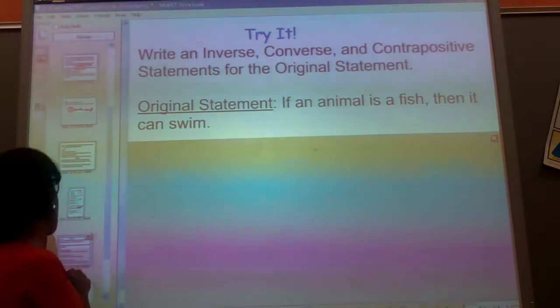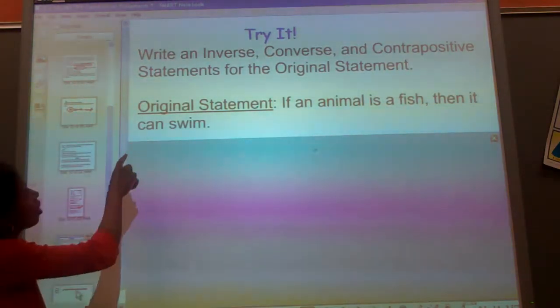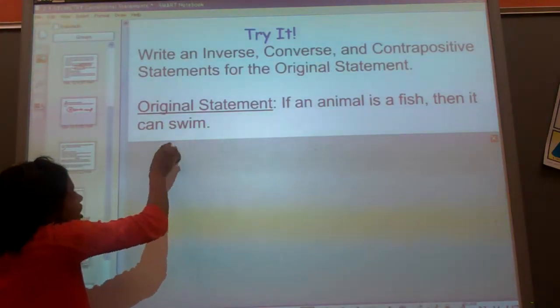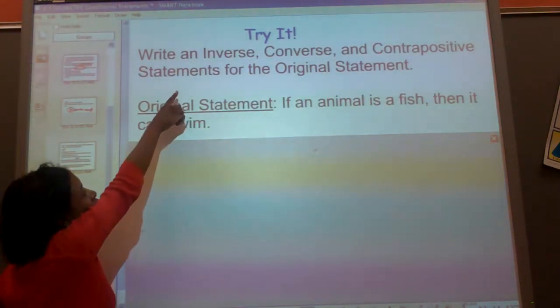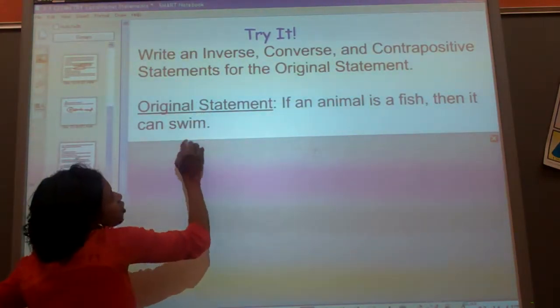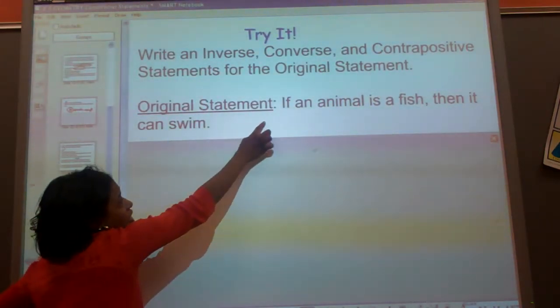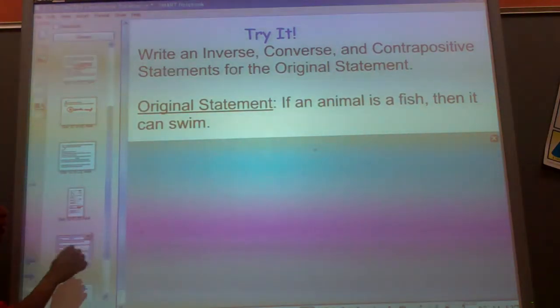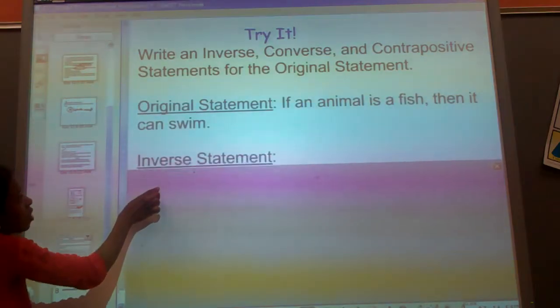Okay? You can hit pause and try this, the last thing here. What you're going to do is take this original statement: if an animal is a fish, then it can swim. Write all four. First of all, you have the original statement. Write the three. Write the inverse for this statement. Write the converse for this statement. And write the contrapositive for this original statement. Here are the answers if you didn't hit pause.